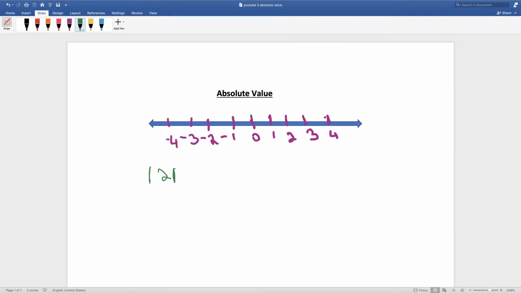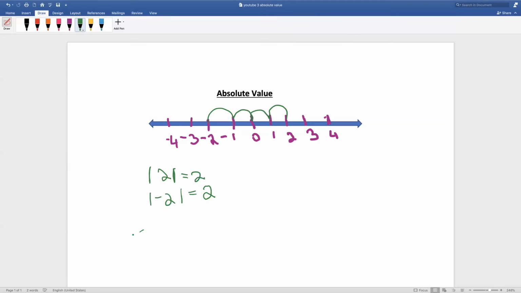The absolute value of 2 is how many spaces from 0 the number is. So, 1 space, 2 spaces. The absolute value of 2 is equal to 2. How about the absolute value of -2? Let's see. 1, 2. The absolute value of -2 is also 2. So anything inside these absolute value bars is going to be a positive number.